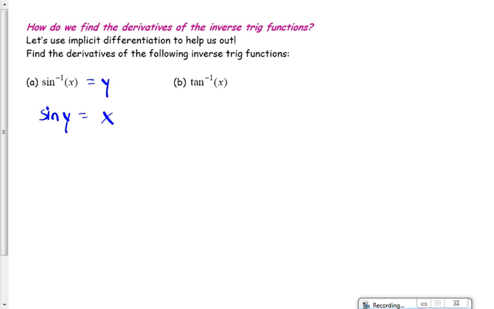Okay, now we'll do an implicit derivative. On both sides, I will differentiate with respect to x. What is the derivative with respect to x of sine y? Cos y times dy dx, or y prime. dy dx. You can call it y prime if you'd like. What's the derivative of x? 1. Great. Okay. Good so far?